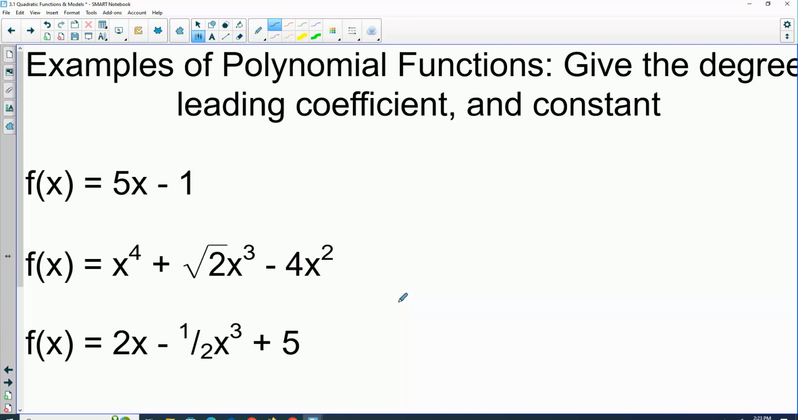So for each of these polynomials, we want the degree, leading coefficient, and constant. So the first one, degree: what is the highest power of x? 1. Leading coefficient: this is the coefficient of the term with the highest power of x. What is its coefficient? And then my constant: what is the term without a variable? Since it was a -1, it would be a -1.